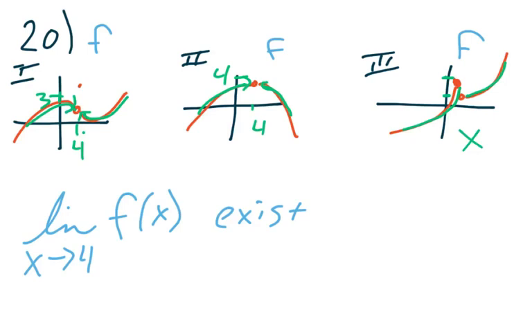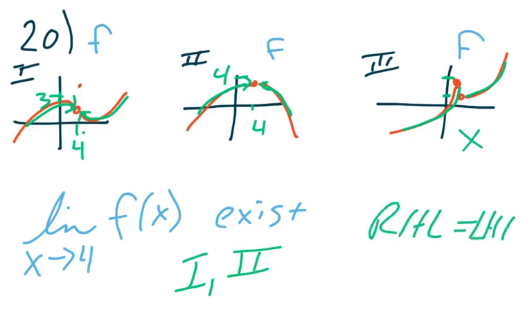And so therefore the limit does exist in graph 1 and graph 2 because the right-hand limit equals the left-hand limit for both of those graphs at x equals 4.